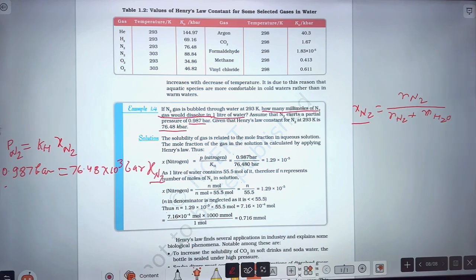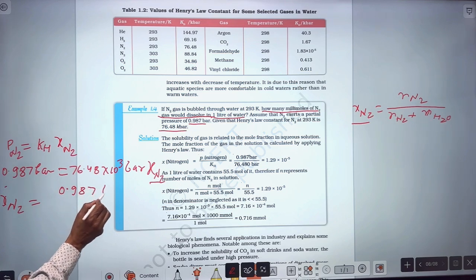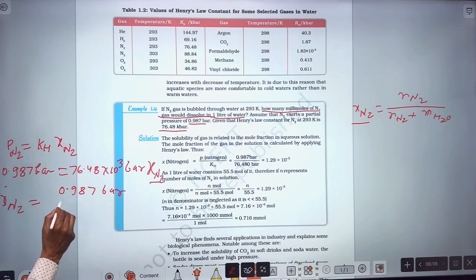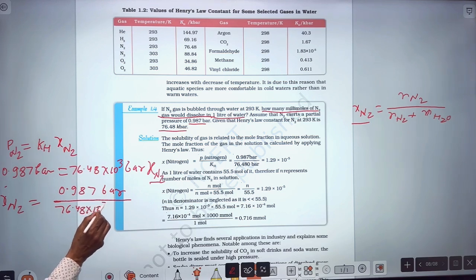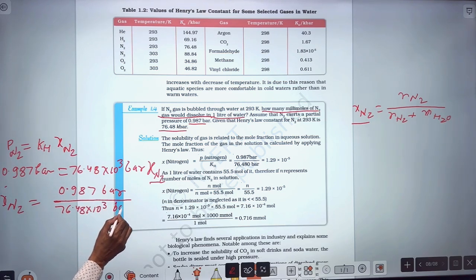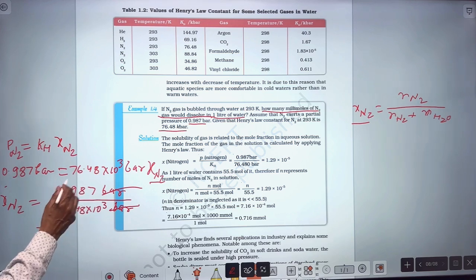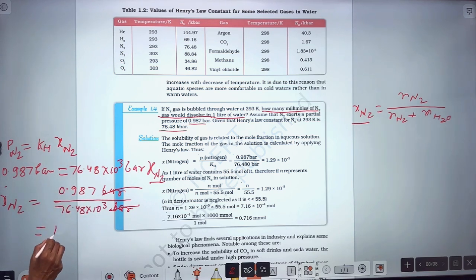The mole fraction of nitrogen you can find out: it will be equal to 0.987 bar upon 76.48 into 10 power 3 bar. The bar units will cancel out. After calculation, the mole fraction of nitrogen will come to 1.29 into 10 raised to the power minus 5.